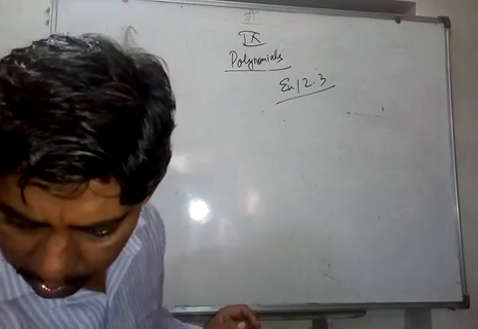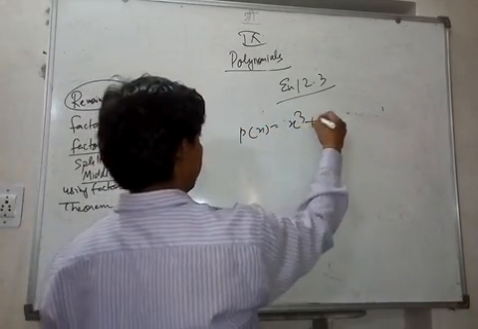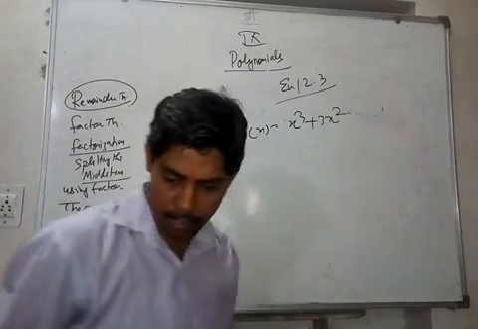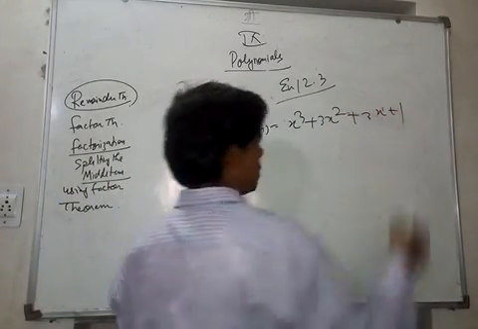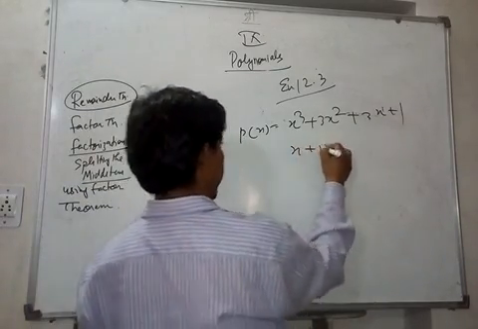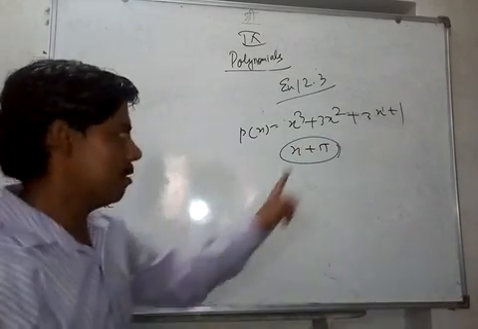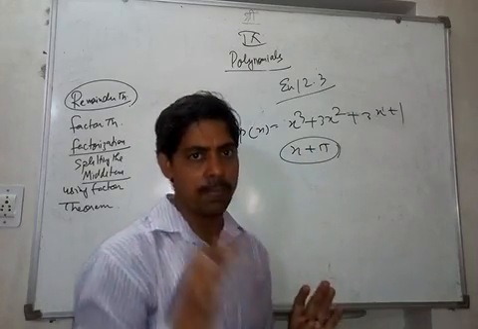And the question is: the polynomial x cube plus 3x square plus 3x plus 1, and it asks what is the remainder when it is divided by x plus pi. Now this is our divisor. x plus pi is the divisor. First you put x plus pi equal to 0.